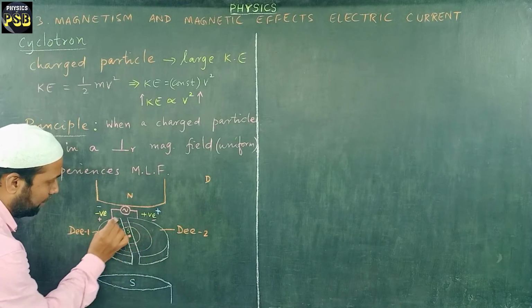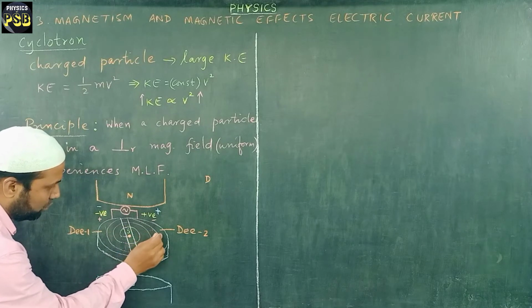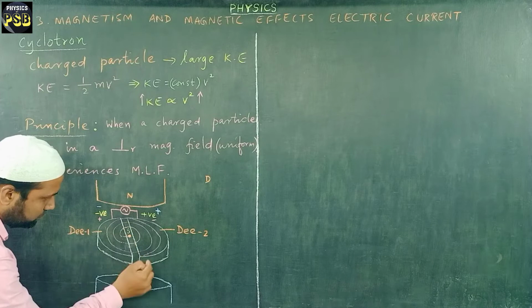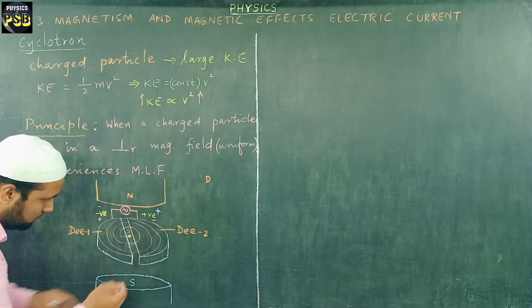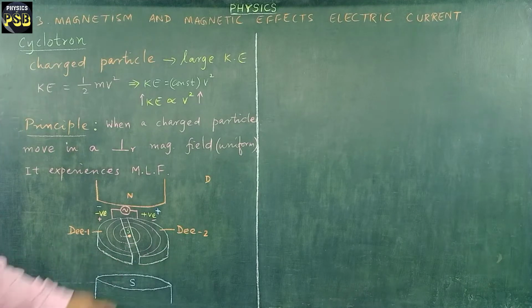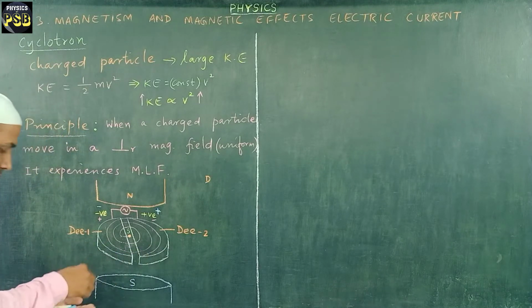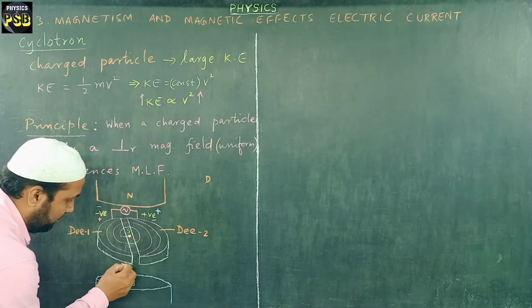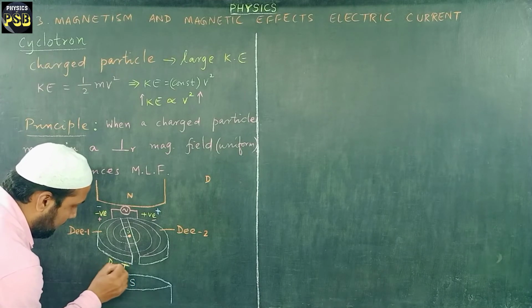At one point, what happened? It comes very close to the edge of the D's. At that point, with the help of a deflector plate, this is a deflector plate.